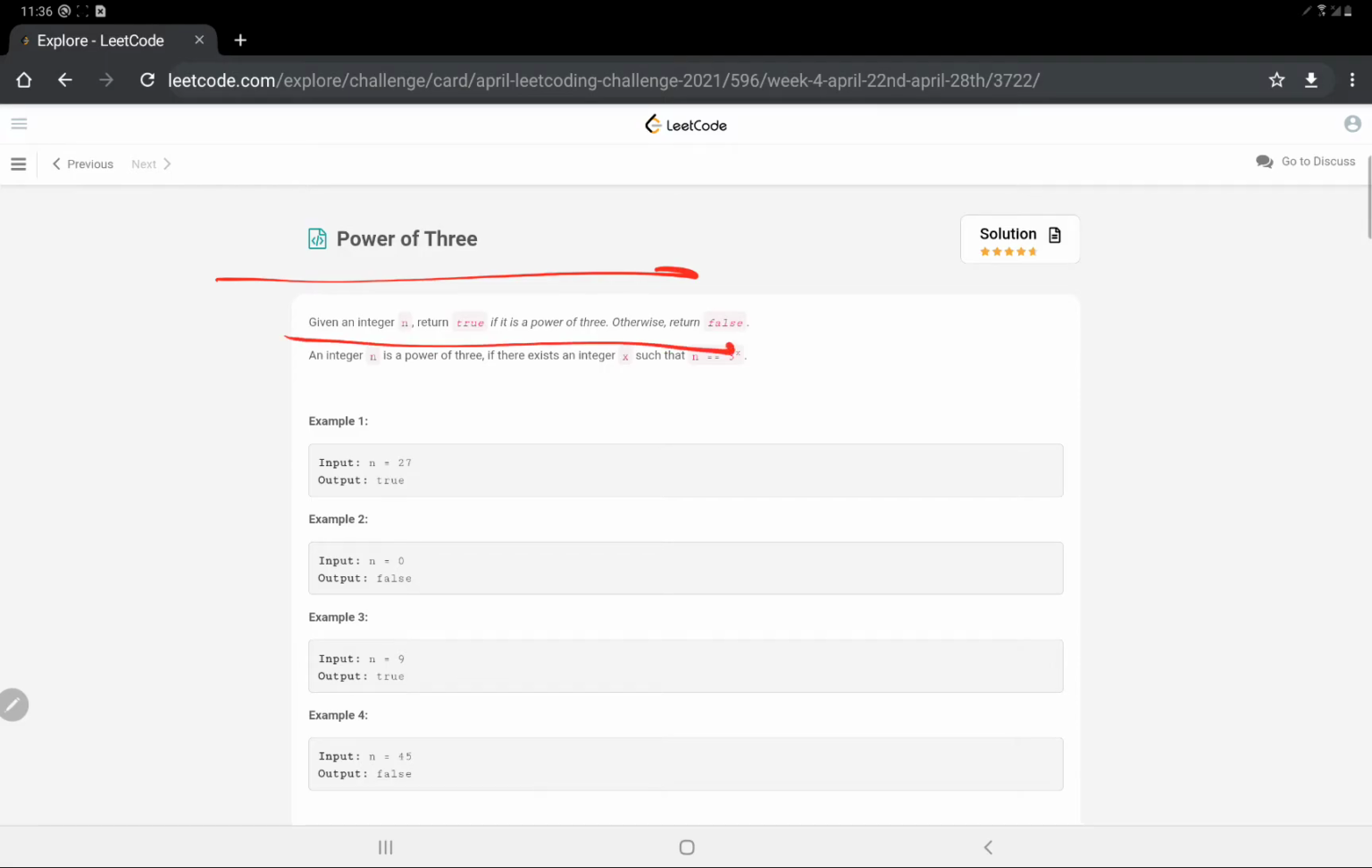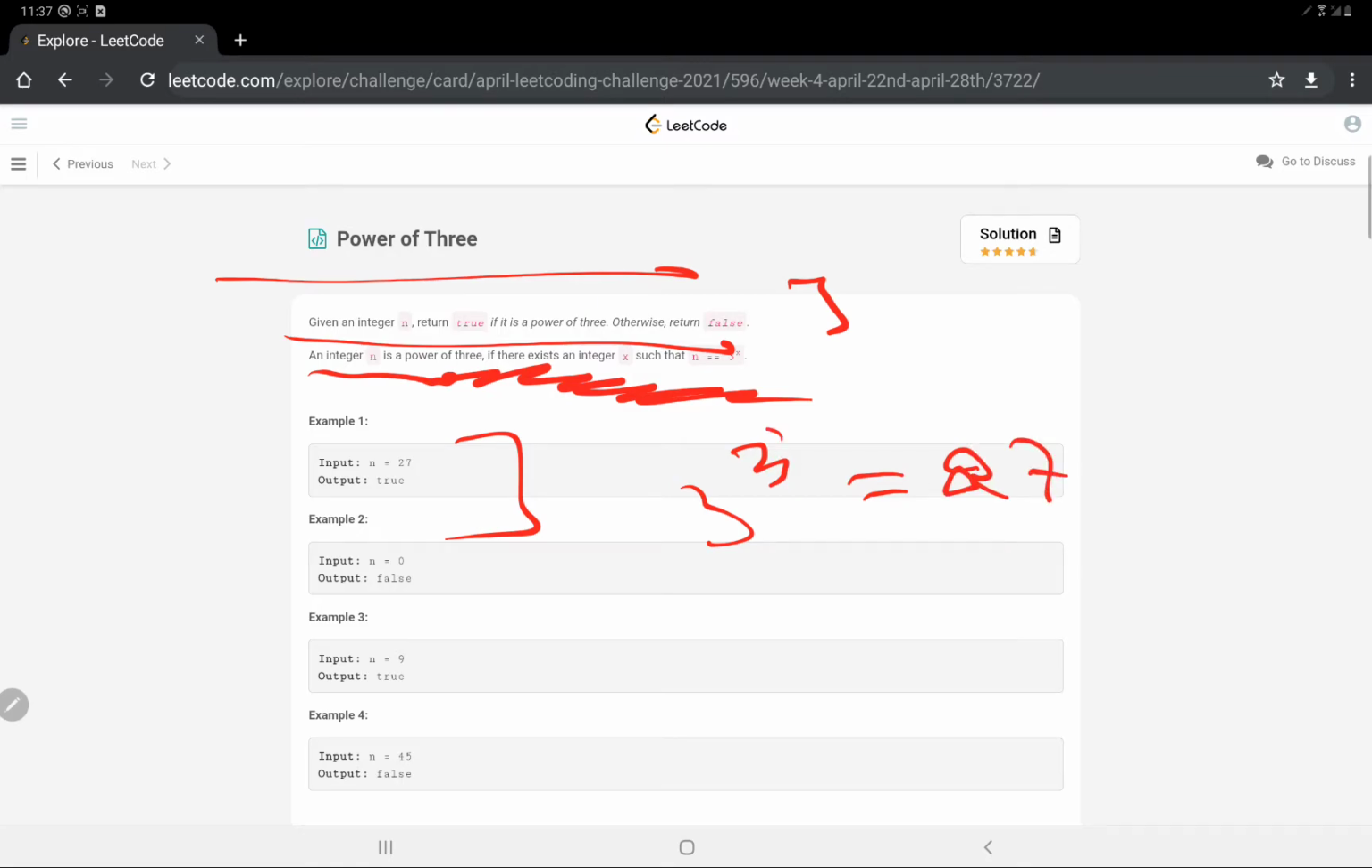So the question for today is power of 3. Given an integer n, we have to return true if it's a power of 3, otherwise we have to return false. An integer n is a power of 3 if there exists an integer x such that n equals 3 to the power x. What does that mean? Suppose 3 cubed is 27. Any power of 3 satisfies this relation, so we have to return true.